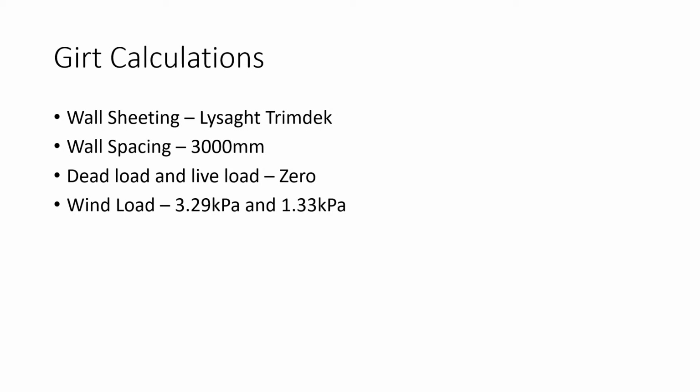For girt calculations, the wall sheeting to be used was a Lysaght Trimdek with a mass of 4.3 kilograms per meter squared, and the spacing of wall supports were to be 3000 millimeters. There is no dead load or live load for girts, as they are horizontal structural members and only resist wind loads. Therefore, the wind load is calculated for ultimate and serviceability states as 3.29 and 1.33 kilopascals.